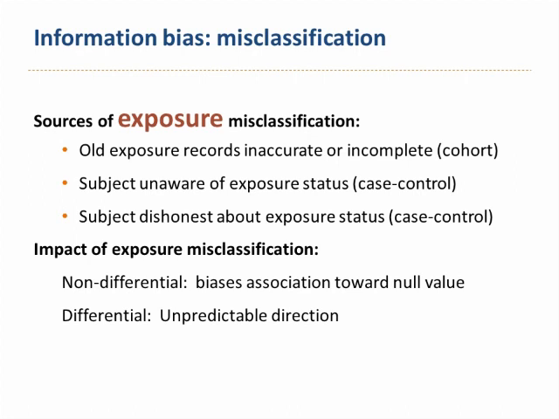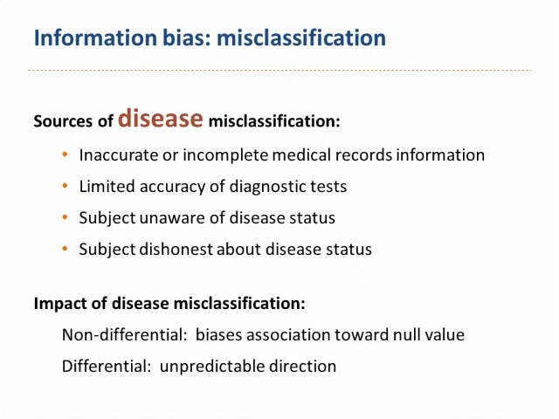However, if exposure misclassification is differential, for example, if cases are more likely to have a misclassified exposure status than controls, then we may have an unpredictable direction of bias, leading to either an over or an underestimate of the true association. It's also possible to misclassify disease status.